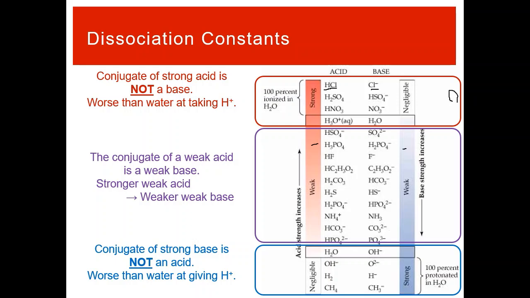Up here, when you're dealing in the world of strong, one is really good at changing the pH, and the other one cannot change the pH at all. When they're both weak, they both can change the pH, just not necessarily at the same amount.